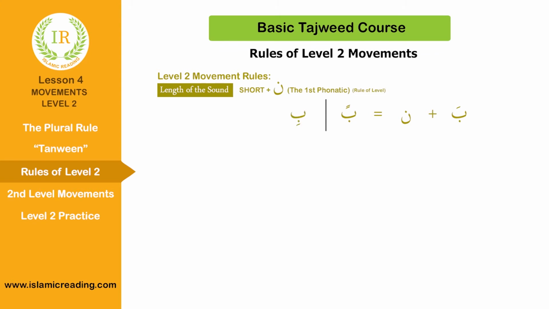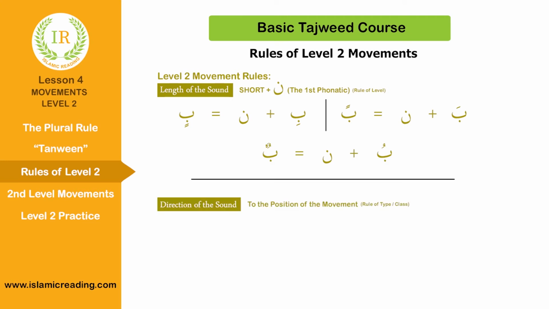Next, we know that Ba Kasra is Bi. And if we add Noon's first phonetic into Bi, it becomes Bin, which is the sound of Kasratain. And with the Dhamma, the sound is Bu. And if we add Noon's first phonetic into that sound, it becomes Bun, which is the sound of Dhammatain. I hope you understood what is the meaning of adding Noon's first phonetic into the basic short sound.